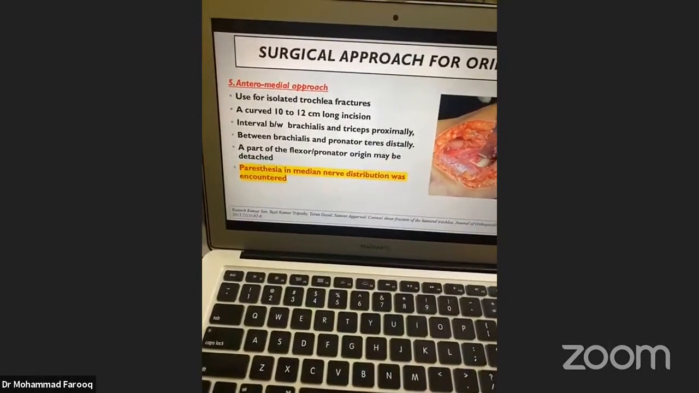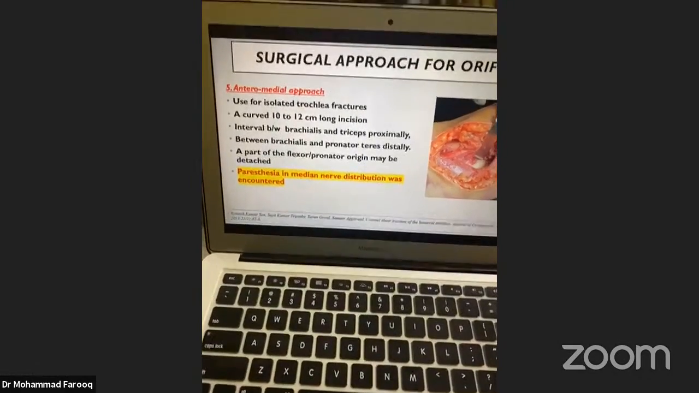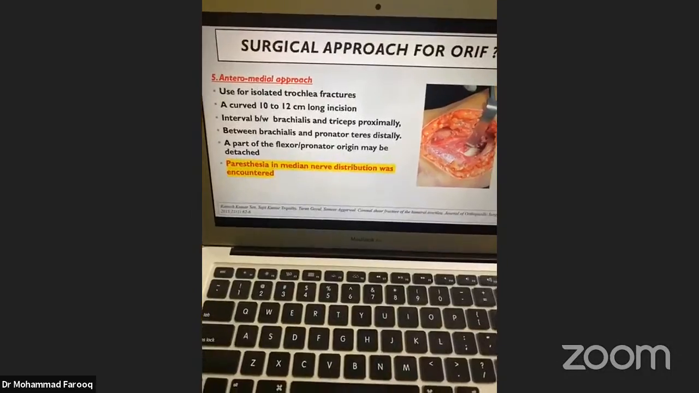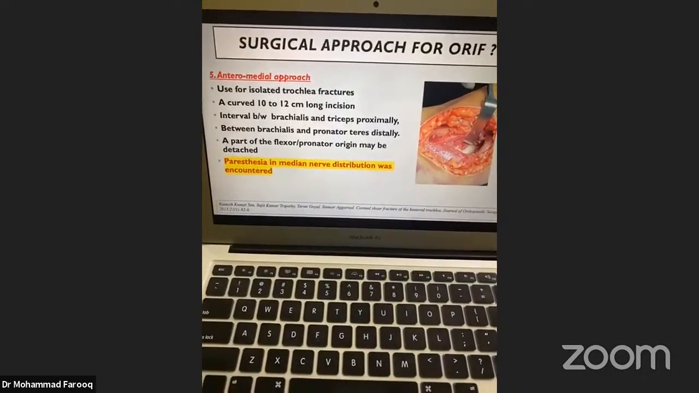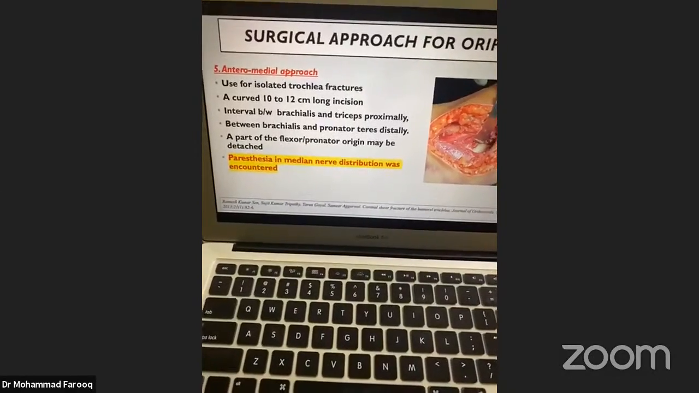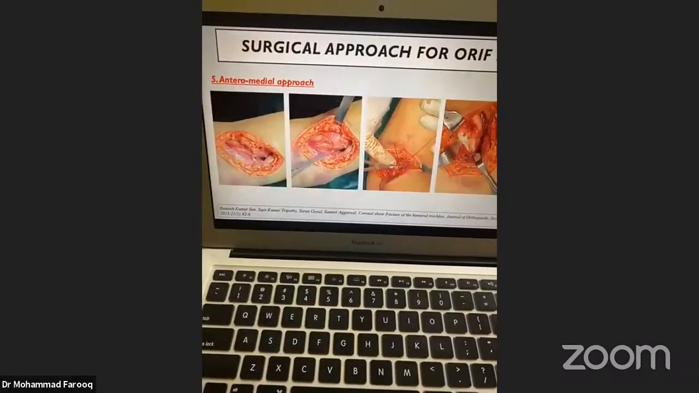We have found the anteromedial approach a useful approach for accessing isolated trochlear fractures, but one has to be careful during retraction, because one of our patients developed paresthesia in the median nerve distribution, which took almost around 6 weeks to recover.